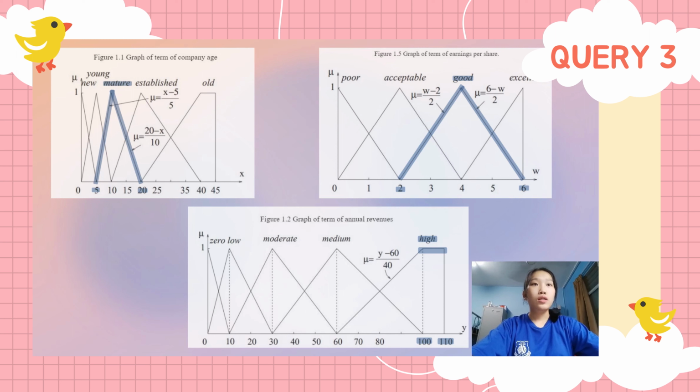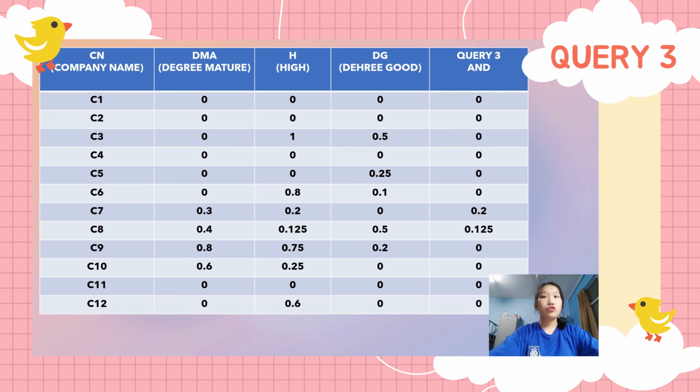For the age to be mature, it has the range between 5 to 20. For annual revenue to be high, it has the range between 100 to 110. Last, the earning per share is good, which has the range between 2 to 6. For conclusion N, it means that we have to consider the minimum number among DMA, H, and DG. The result of conclusion N for each company is shown in the table.